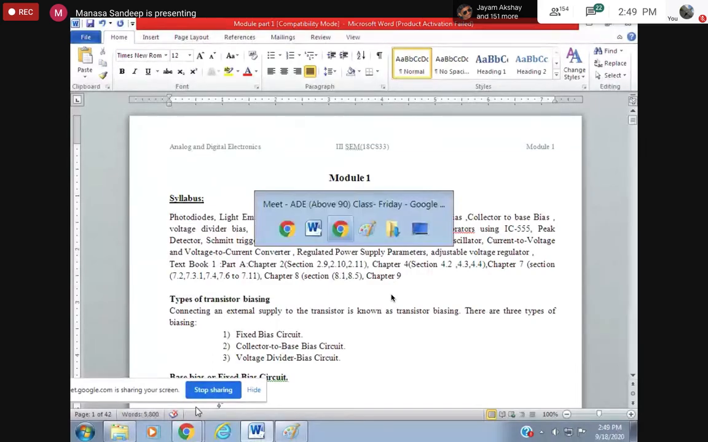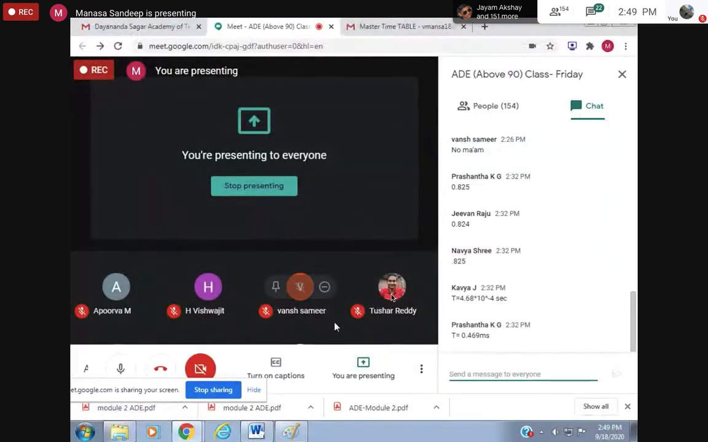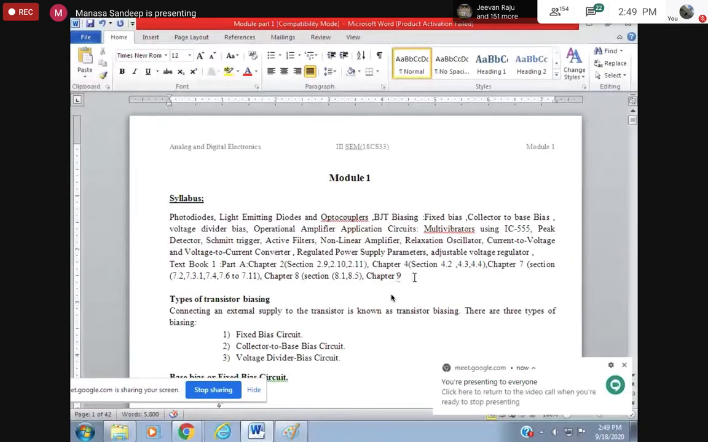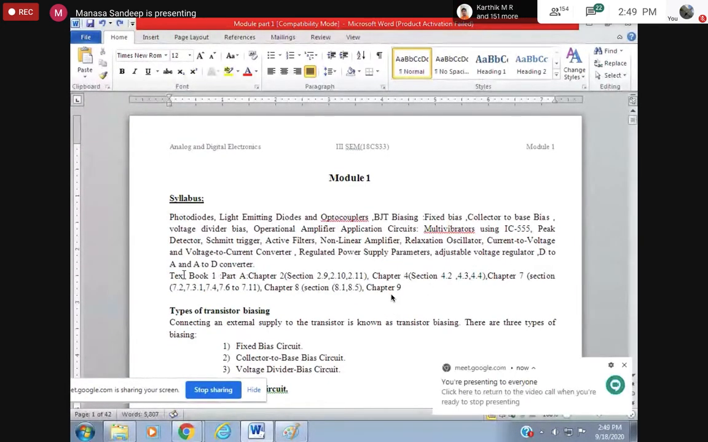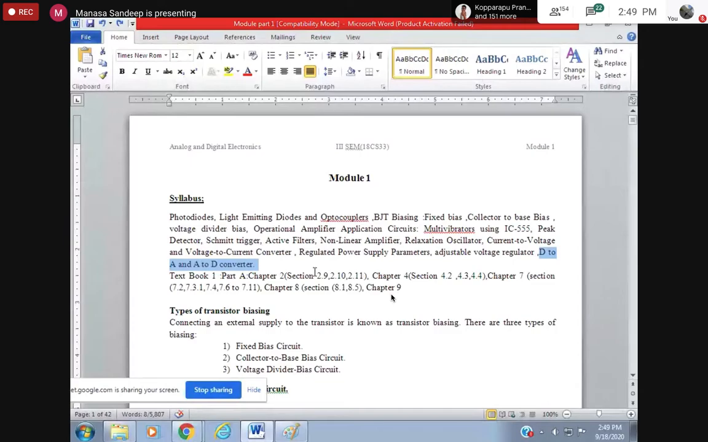Any doubts here for anyone? So guys, only this chapter 9 we have not discussed. What are the topics left in chapter 9? D to A converter and A to D converter. D to A is a digital to analog converter, and A to D is an analog to digital converter. Because in both of these, they use registers and counters.